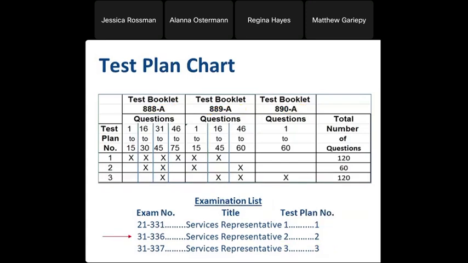All right. So this time, let's say that Carlos wants to take the services representative 2 exam. Using this test plan chart, I'd like you to figure out how many test booklets he would use if he was taking the services representative 2 exam. Use the chat box to let us know how many test booklets Carlos needs to use.